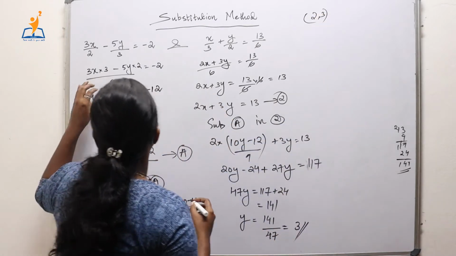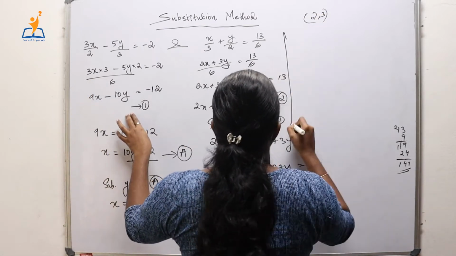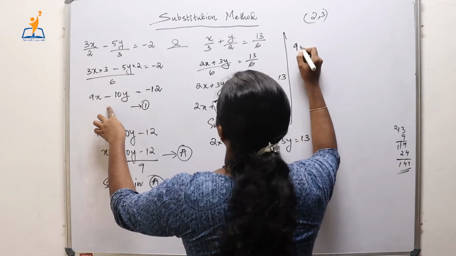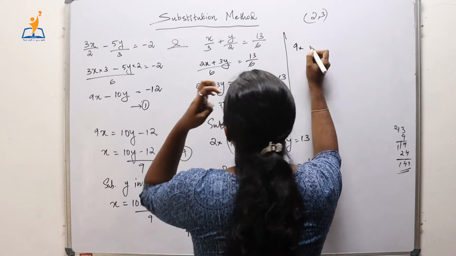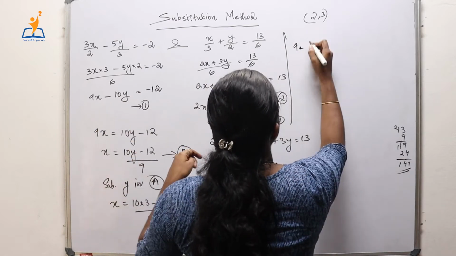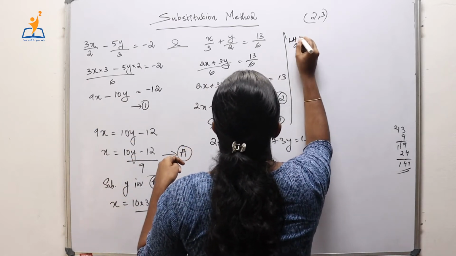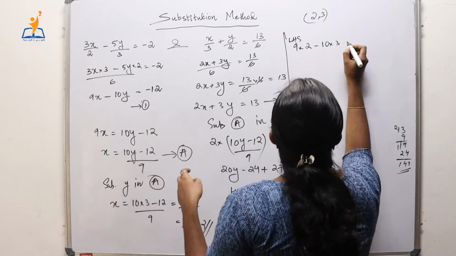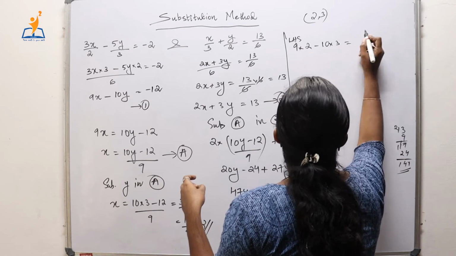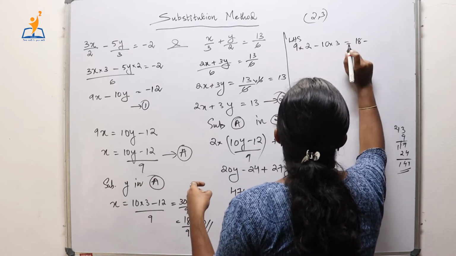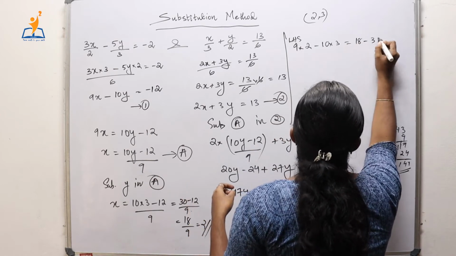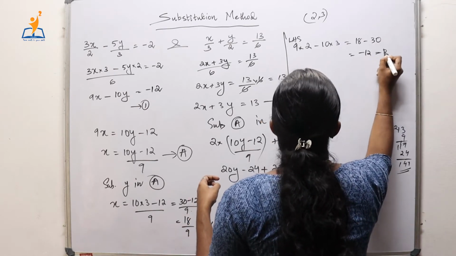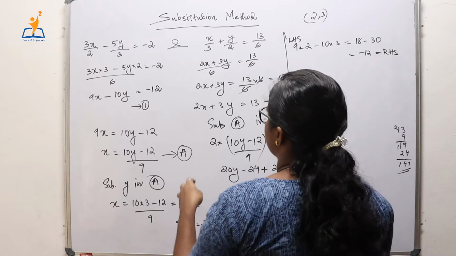Let's go for verification. So this is our equation number 1, or we can choose this. Let us choose this. Therefore 9 into x, that is x is 2, starting with LHS. Now 9 into 2 minus 10 into y, y is 3. Now it will become 9 into 2 is 18 minus 10 into 3 is nothing but 30, and now it will become minus 12, which is our RHS. So that equation is verified.